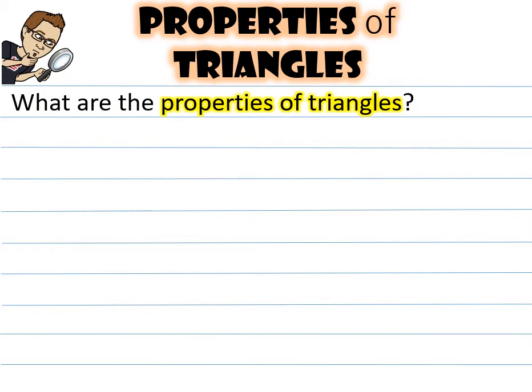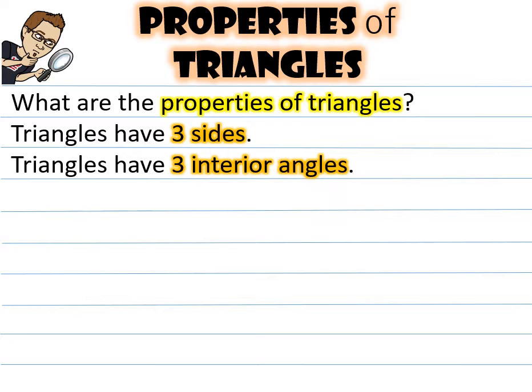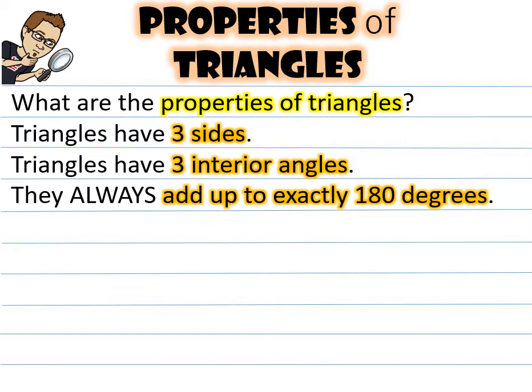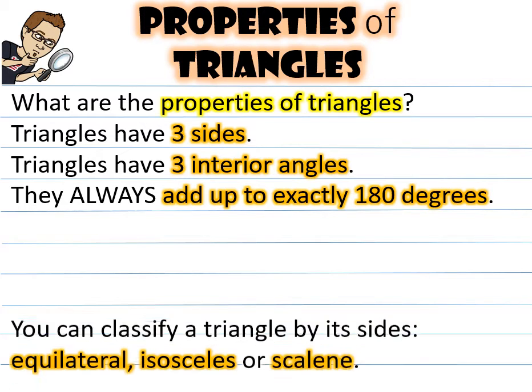What are the properties of triangles? Well, triangles have three sides. Comes from the word tres in Spanish, which means three. Triangles have three interior angles. They always add up to exactly 180 degrees.